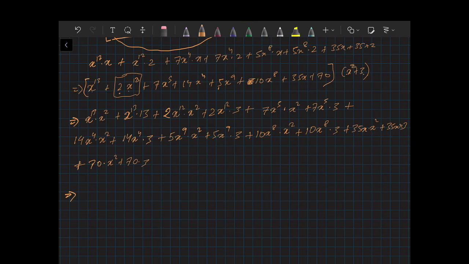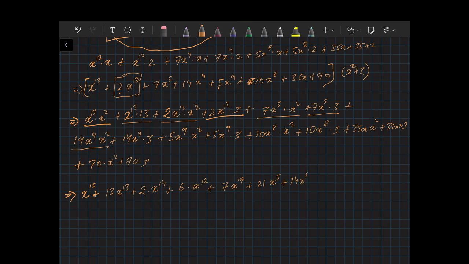Okay, so let's simplify, and again you'll see, and then we'll focus on the constant term with x to the power 12. So the first term becomes x to the power 13 plus 2, x to the power 15. Second term is 13x to the power 13. Third term is 2 times x to the power 14. Fourth term is 6 times x to the power 12. Fifth term is 7x to the power 7. Sixth term is 21x to the power 5. Seventh term is 14x to the power 6. Eighth term is 14 times 3 is 42x to the power 4.